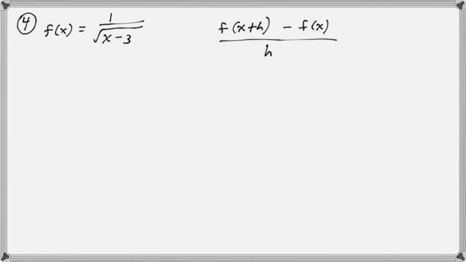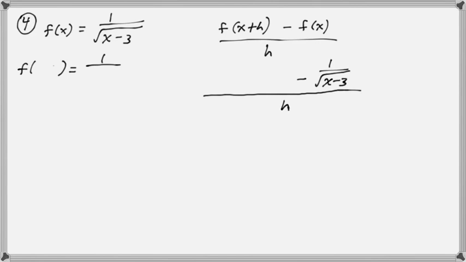We have f of x. We know what f of x is, so why don't we just fill that in? I know h goes on the bottom, so I can fill that in. F of x is 1 over the radical x minus 3. If I replace the x with x plus h, what would I have? If I put in an x plus h, I think I'd have this. So you have 1 over radical x plus h minus 3.